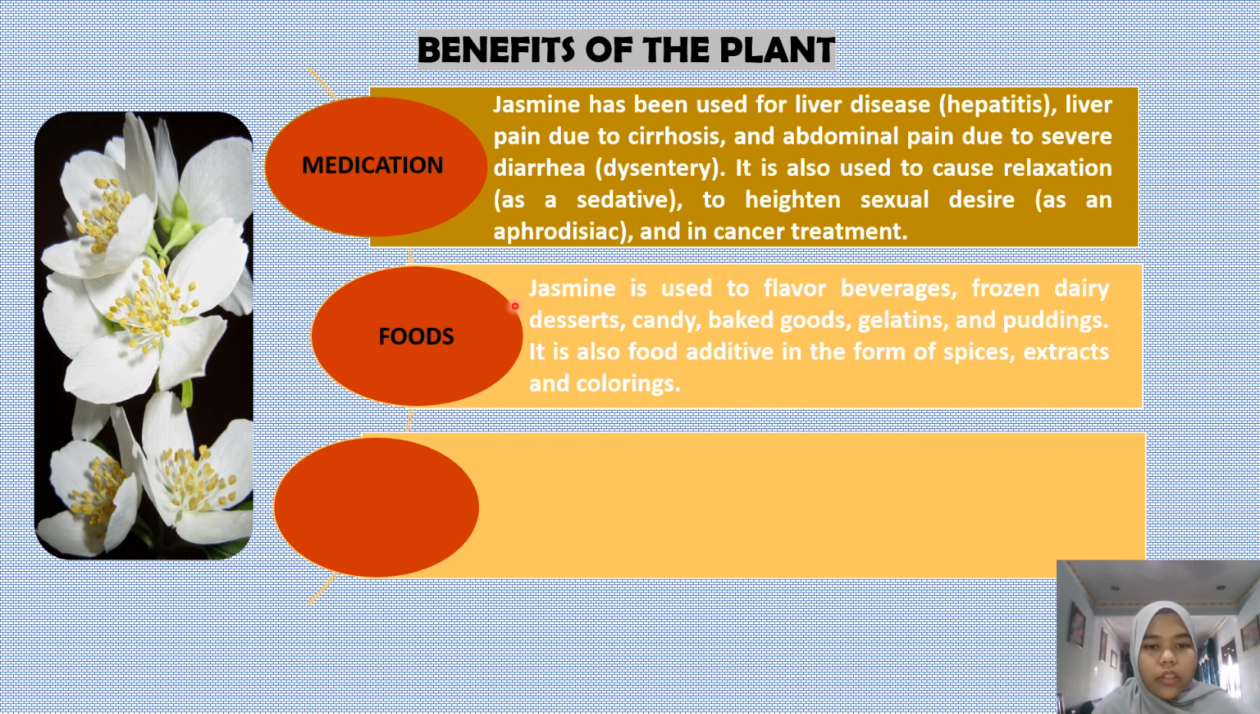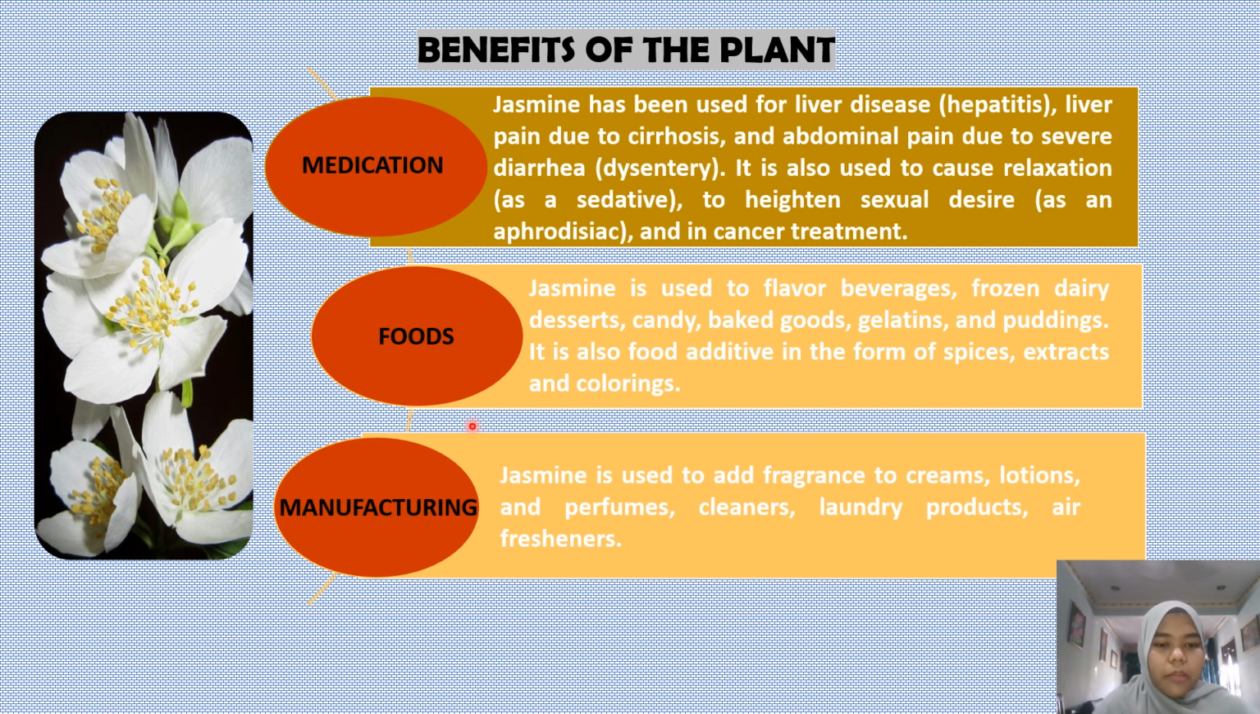Jasmine can also be used in foods. Jasmine is used to flavor beverages, frozen dairies, desserts, candy, baked goods, gelatines, and puddings. It is also a food additive in the form of spices, extracts, and also colorings. In manufacturing, jasmine is used to add fragrance to creams, lotions, and perfumes, cleaners, laundry products, and also air freshener. So I hope that you guys can learn a bit about the benefits of the jasmine plant.